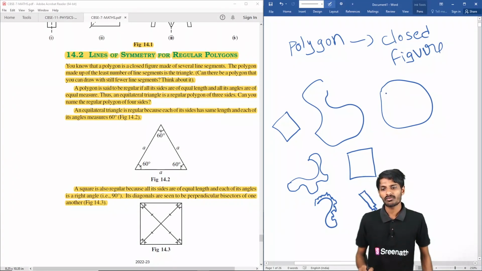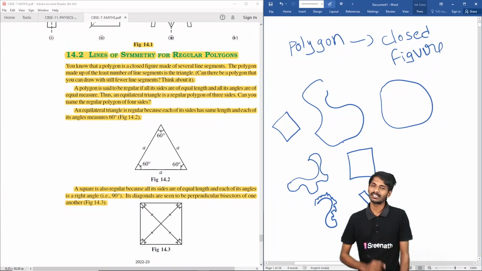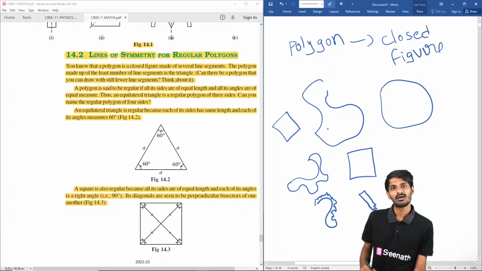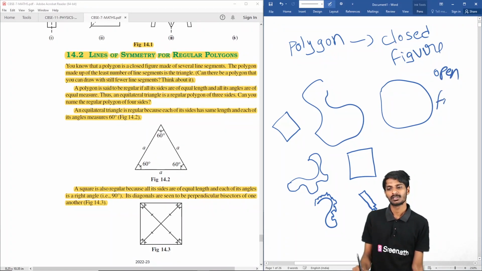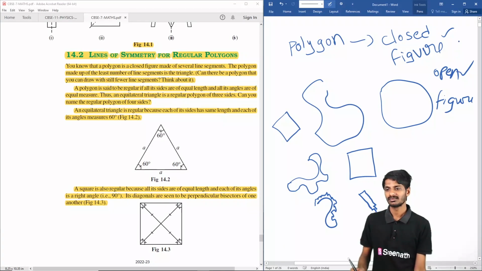Out of all these figures, which are closed figures? Can you tell which are closed figures and which are open figures? Try to guess it, friends. Which are closed figures, which are open figures? Try to tell.